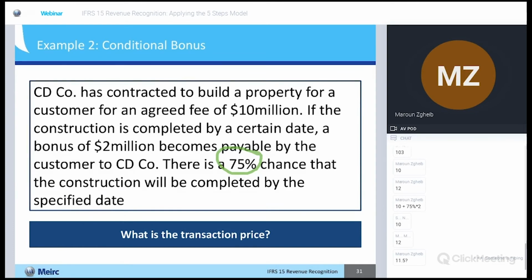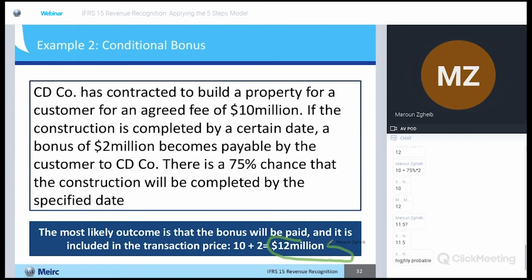Sharif, any idea? Ahmed? Steve changed his opinion. It's nice to be flexible. Highly probable, 75%, highly probable. Okay.